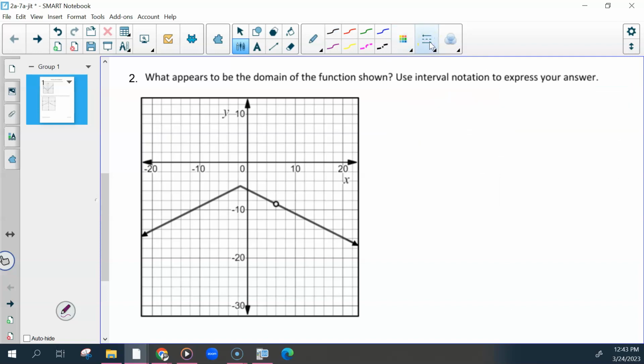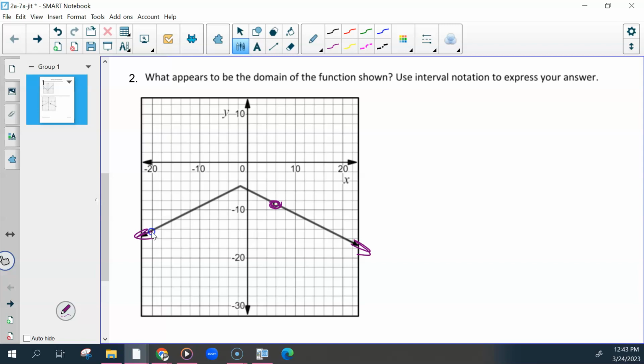Alright, so number 2 is a little weird. It's also something we kind of talked about, but not at the same time. So, domain of this, we're looking left to right. We know this has arrows, so to the left it keeps going forever and ever towards negative infinity. After this part, it keeps going to the right forever and ever. So it would be negative infinity to positive infinity, but there's this hole right here. Is that negative 9?